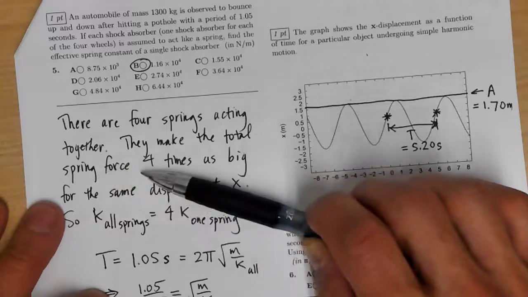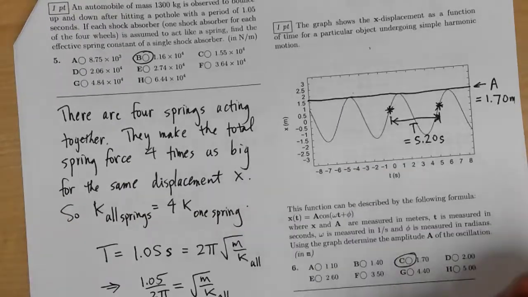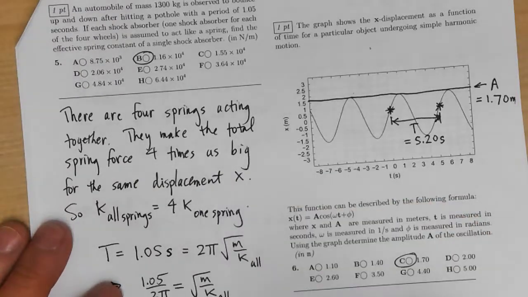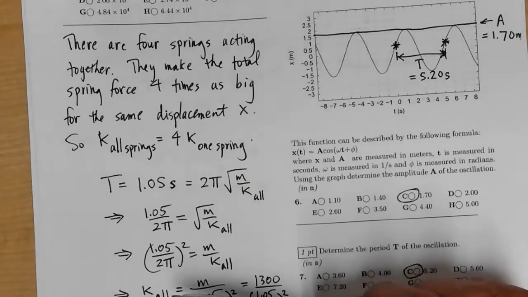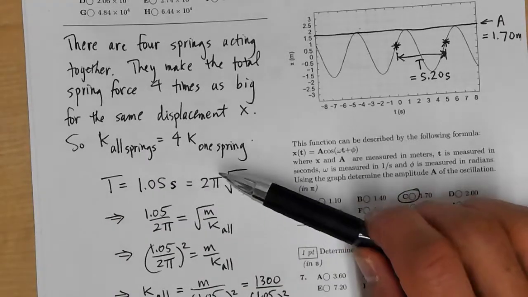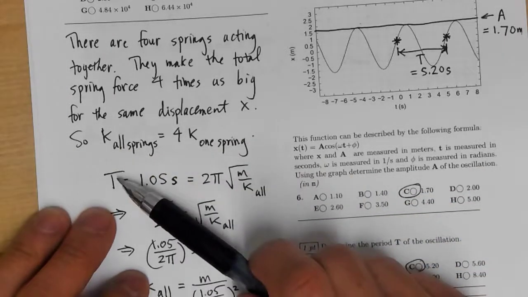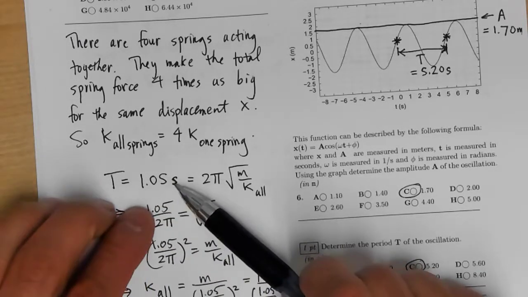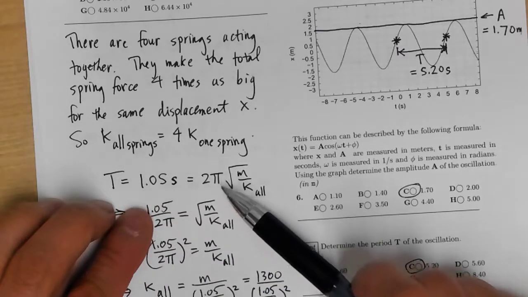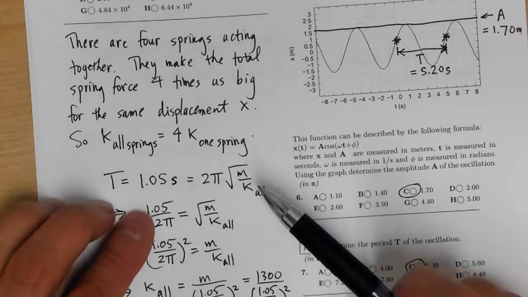Since they make the total spring force 4 times as big for the same displacement x. You displace all of them by the same amount x, you get 4 times the force. So therefore, the spring constant for all the springs together is 4 times the spring constant for the single one. So let's call this K all for clarity. The period is 1.05 seconds, but that's also equal to 2 pi times the square root of m over K all.